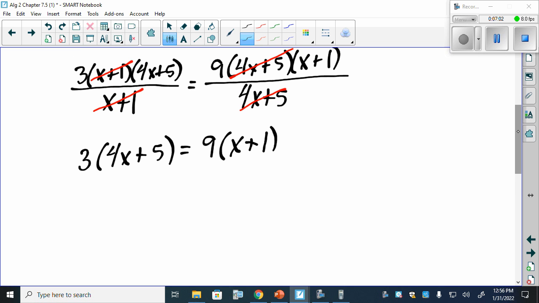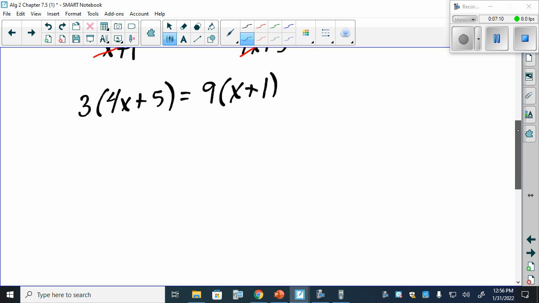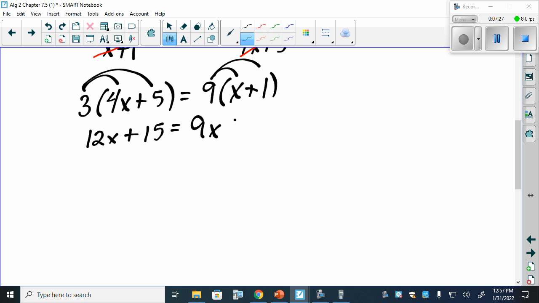Any questions on any of this here before we move on to the next step? Well, the next thing we need to do is actually distribute the 3 and 9 and then solve for the value of x. Well, if we distribute the 3, 3 times 4x is 12x, plus 3 times 5 is 15, is equal to, here 9 times x is 9x, plus 9 times 1 is 9.